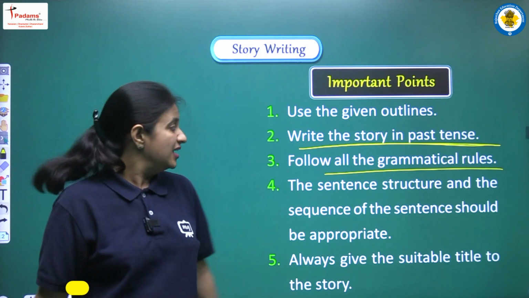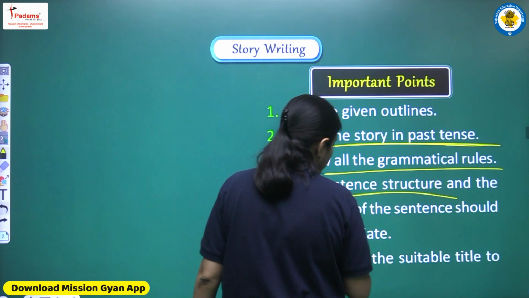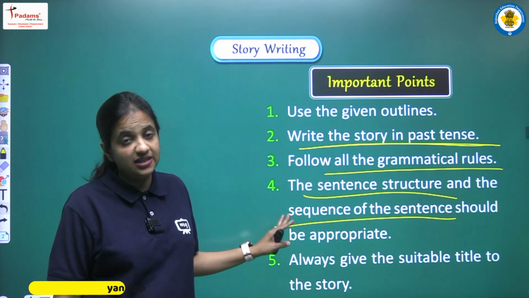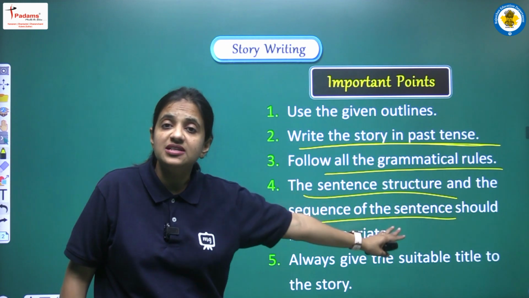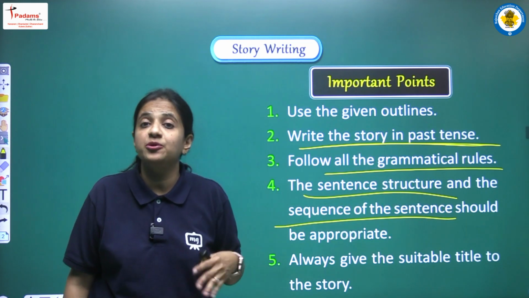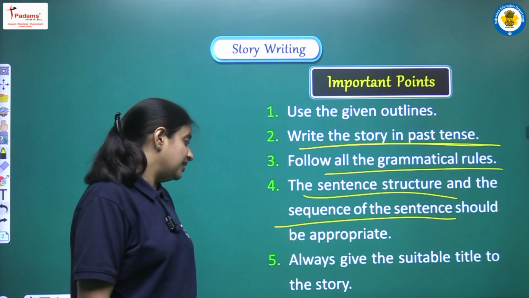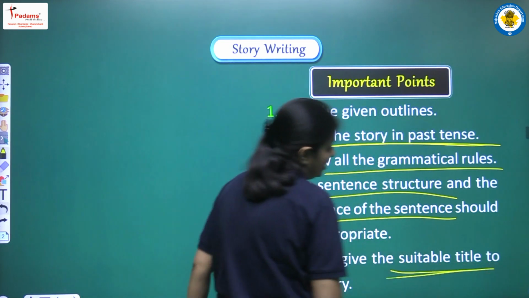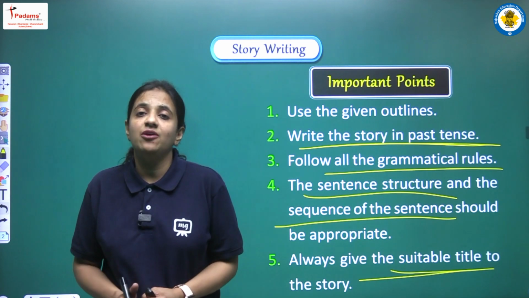Next is the sentence structure and the sequence of the sentence should be appropriate. I have told you that the sentence structure and the sequence of the sentence should be appropriate, in a perfect order. Next is always give a suitable title to the story. Yes, another important point we have here, when we have the outlines.